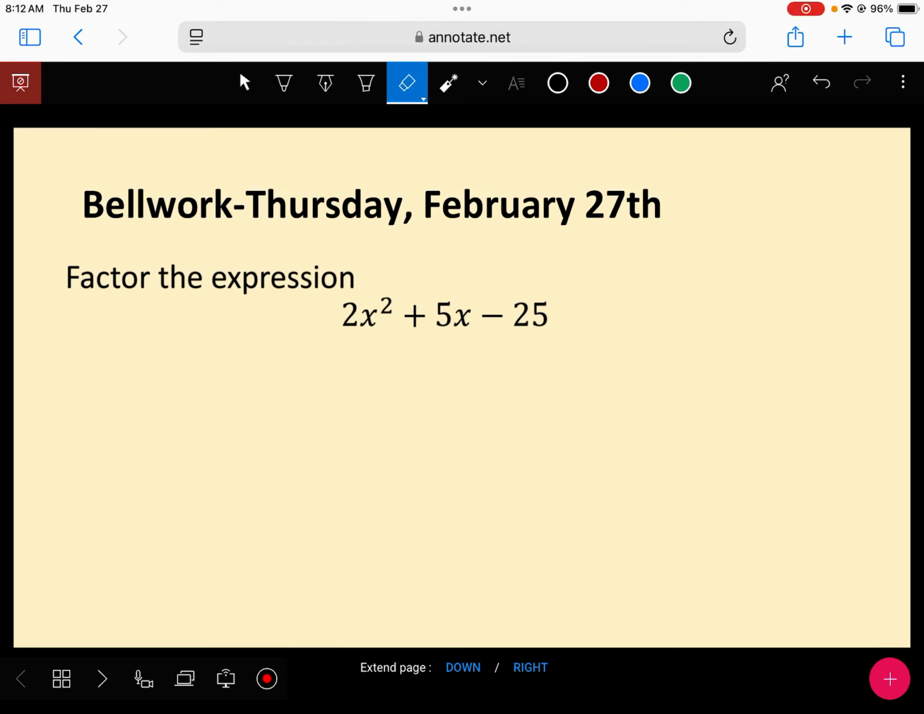That's always the first step, is look for a GCF, but we don't have one. So this is our A, B, and C. Make an X. At the top of the X, multiply A times C. So what is 2 times negative 25? Pick up your calculators, multiply 2 times negative 25.